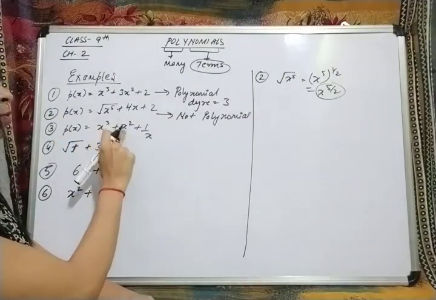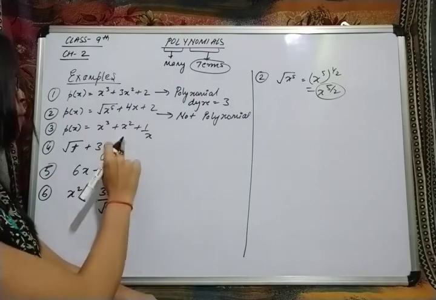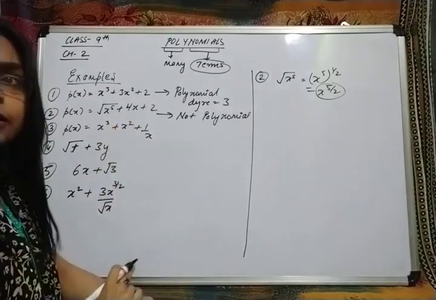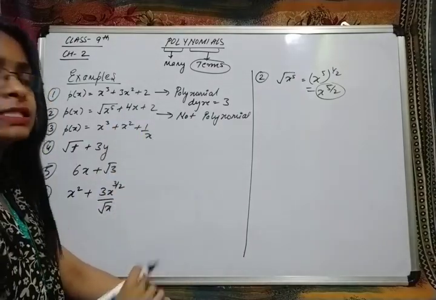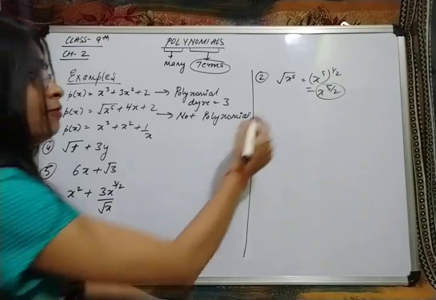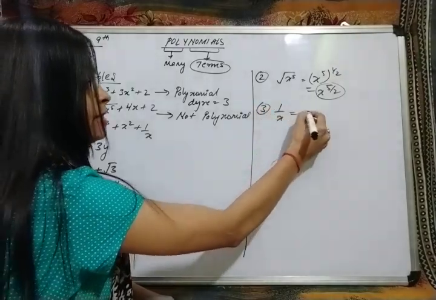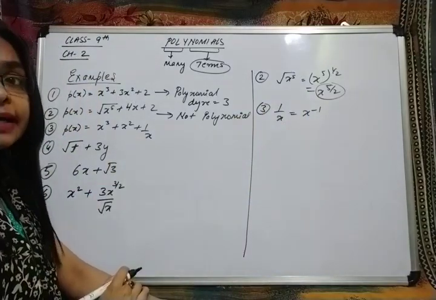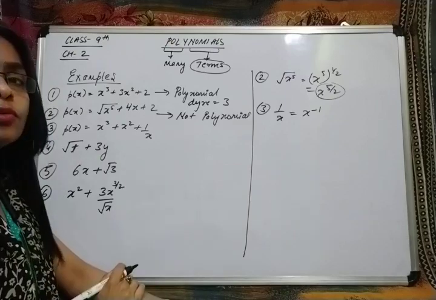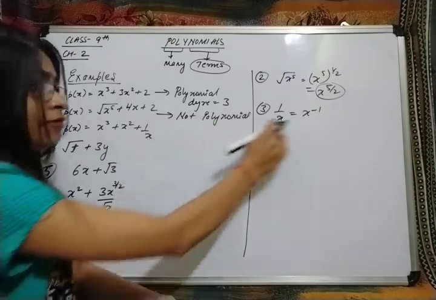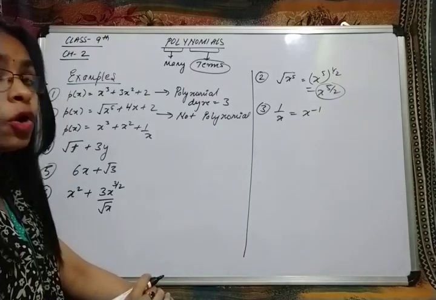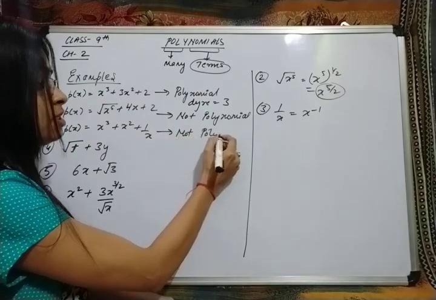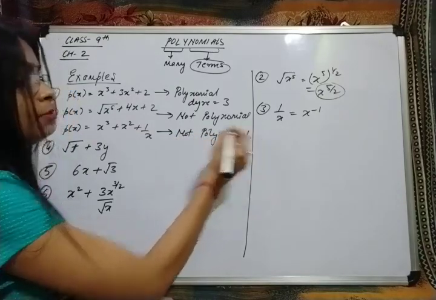Px is equal to x cube plus x square plus 1 upon x. For this, x to the power 3 is okay, x to the power 2 is also okay. But what about 1 upon x? This 1 upon x can be written as x to the power minus 1. So what can we say about this? The power is a negative integer, not a whole number. So this one is also not a polynomial.